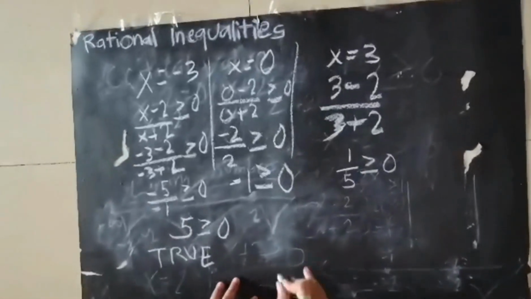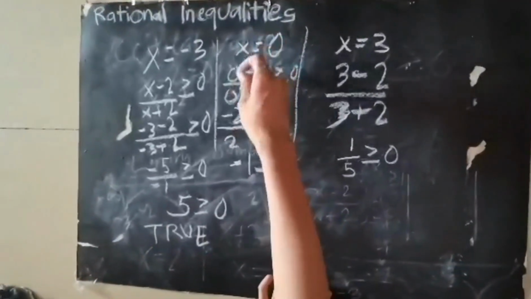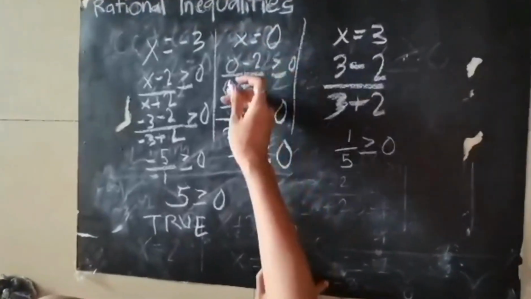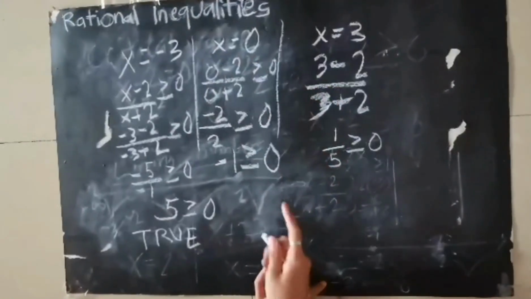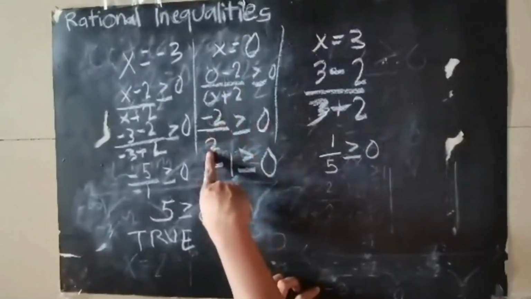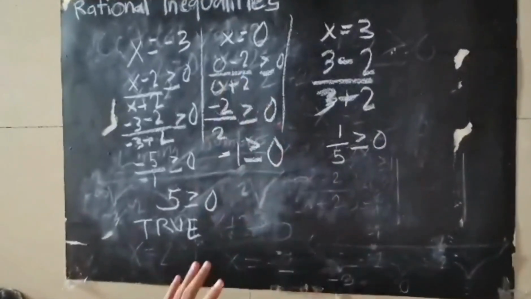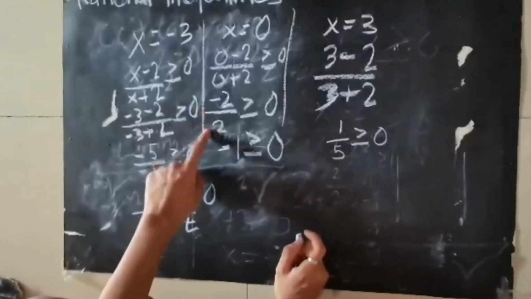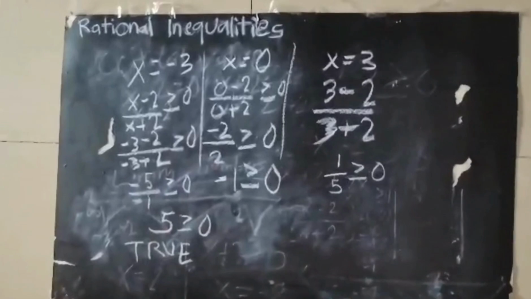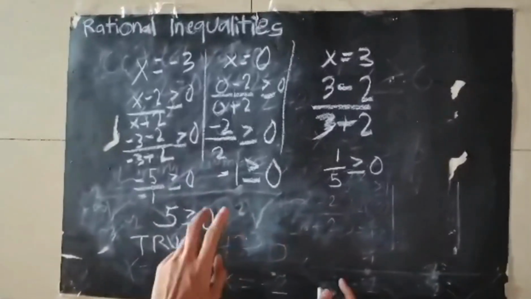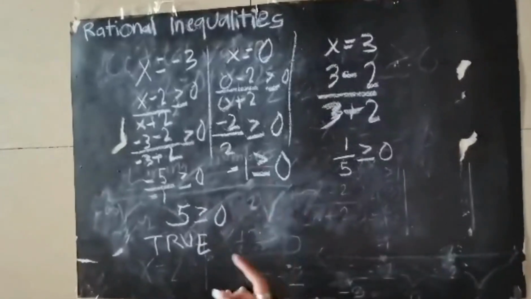And next is x equals 0. Using the same technique, the numerator will be 0 minus 2, and the denominator is 0 plus 2, is greater than 0. We got negative 2 and positive 2, and it is greater than 0. Then we divide, negative 2 over 2 will give us negative 1. Since our result here is a negative value and our symbol is greater than, well, it is false.